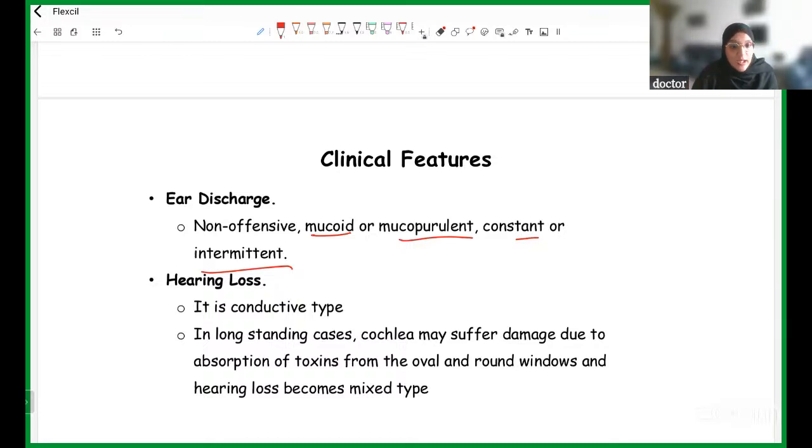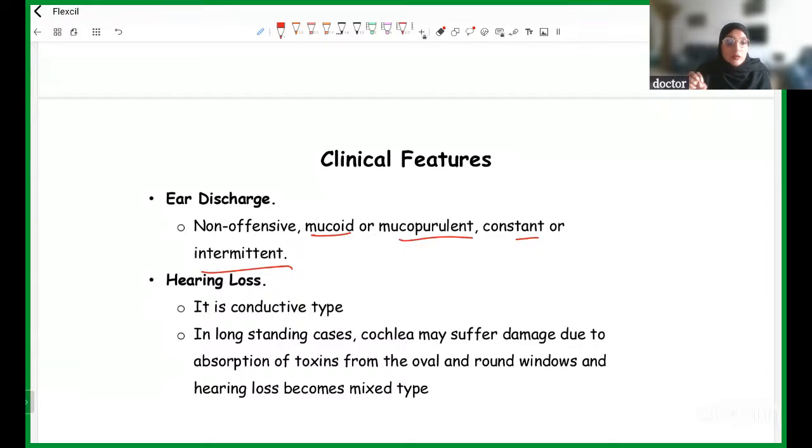So discharge produces a round window shielding effect. If it becomes dry, what will happen? The sound waves will strike both the windows, oval window and round window, and they will cancel each other. This will lead to some defect in hearing. This is actually the physiology of hearing, in the chapter on hearing loss.